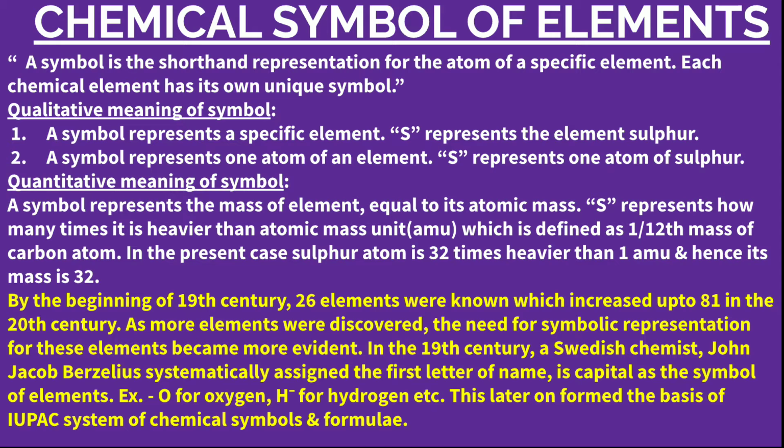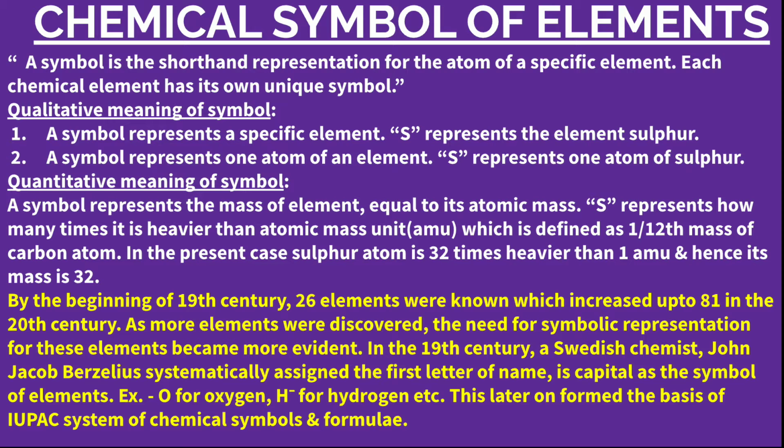What is atomic mass unit? It is defined as 1/12 of the mass of a carbon atom. In the present case, a sulfur atom is 32 times heavier than 1 AMU, where AMU is atomic mass unit, and hence its atomic mass is 32. 1 AMU means 1/12 of the mass of a carbon atom. Carbon atom has been considered as a standard atom.